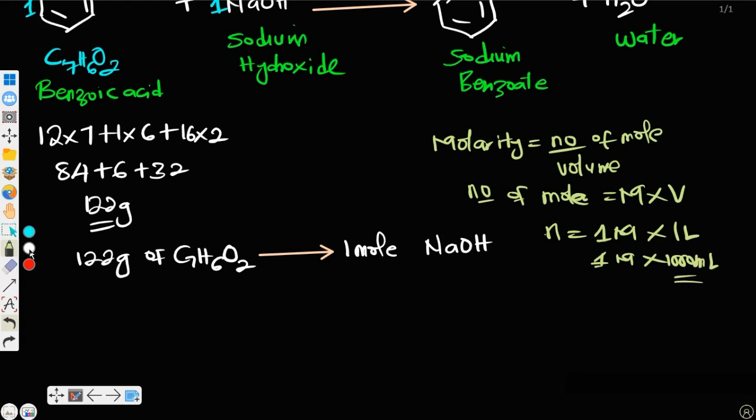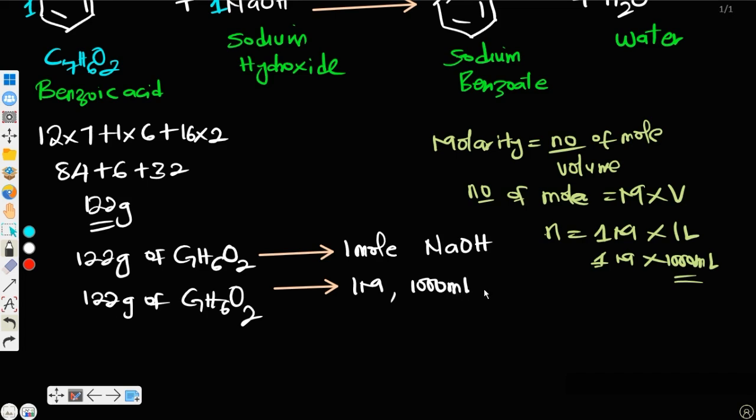Is that okay? So we are now going to come here and say 122 gram of C7H6O2 will give us 1 molar solution, are you getting it, of 1000 milliliter of sodium hydroxide. 1 molar solution, 1000 milliliter sodium hydroxide.